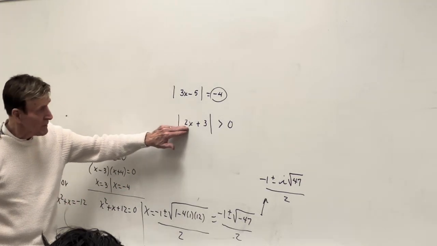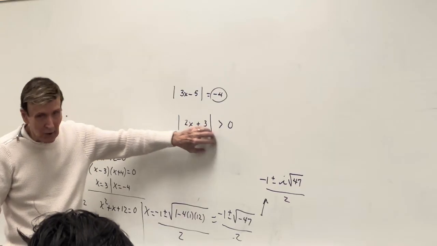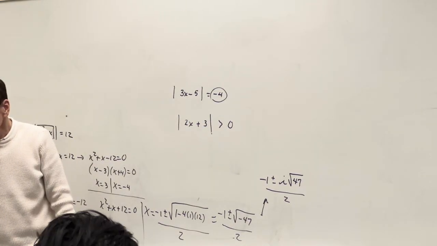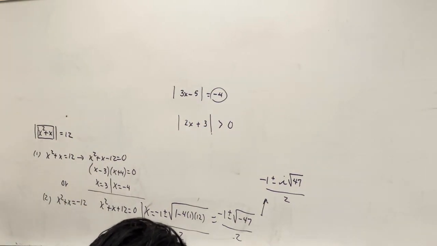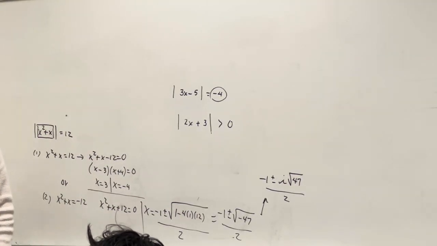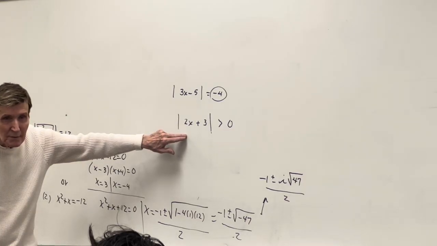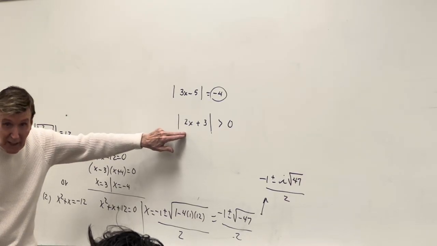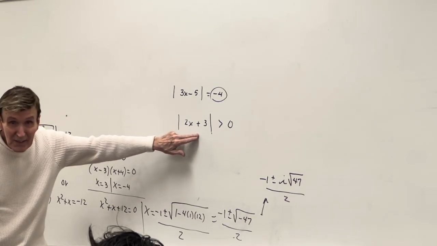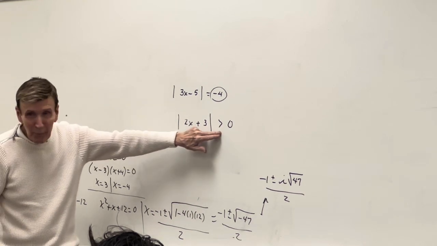2 times 0 is 0. 0 plus 3 gives me inside there 3. Absolute value of 3 is 3, and 3 is greater than 0. There's one number you can't use, which is minus 3 halves. You replace x by -3 halves. The 2s will cancel, give you a -3. -3 plus 3 gives you a what? 0. Absolute value of 0 should be exactly what? 0. I did not place the equal mark here.